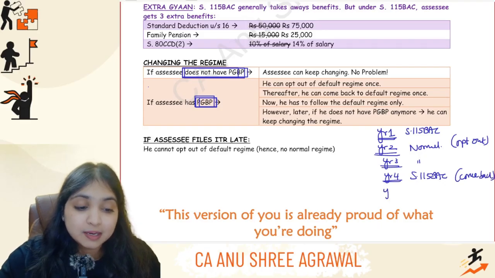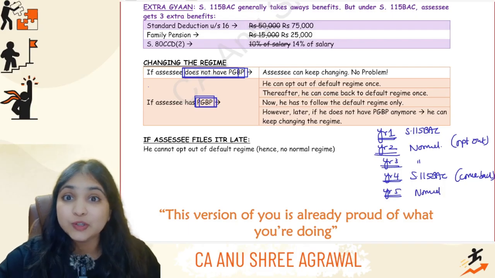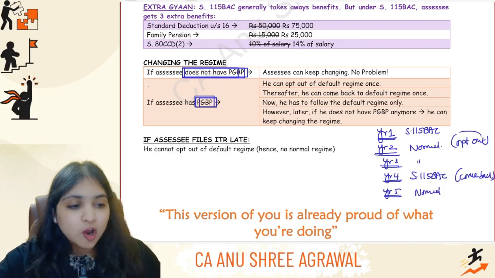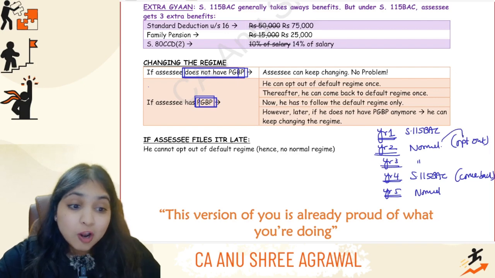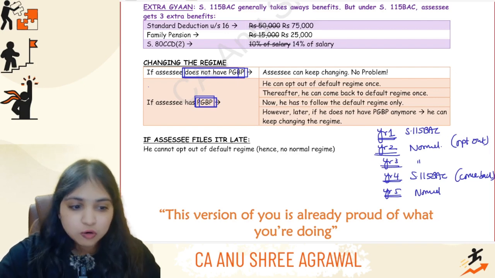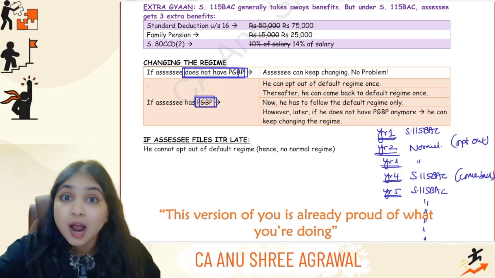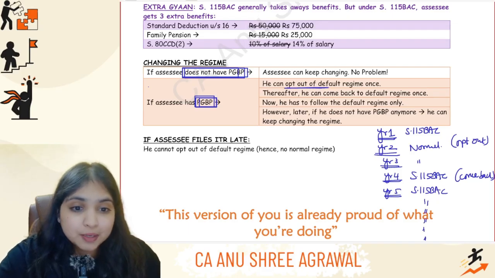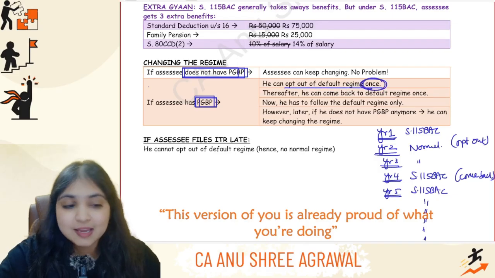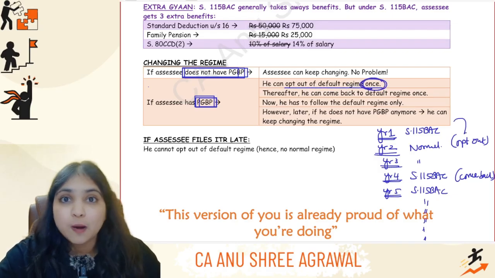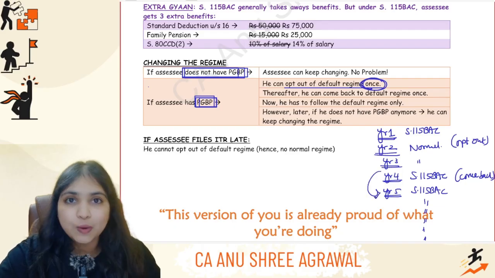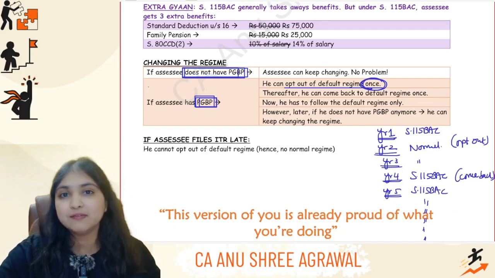But now tell me, in year 5, the assessee is saying, I want to go back to the normal regime, I want to opt out. Will you let the assessee opt out? No, you can opt out only once, assessee. You have already opted out in year 2. Now that you've come back to 115BAC, you have to continue to follow the default regime only. You can't opt out again.